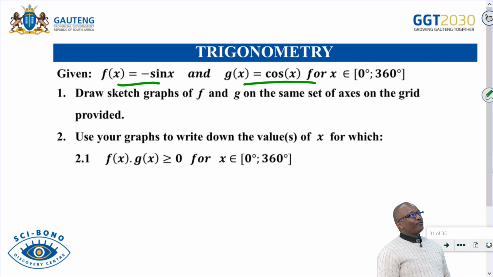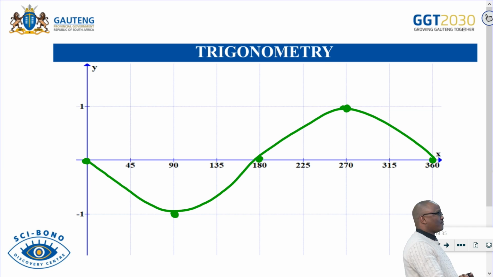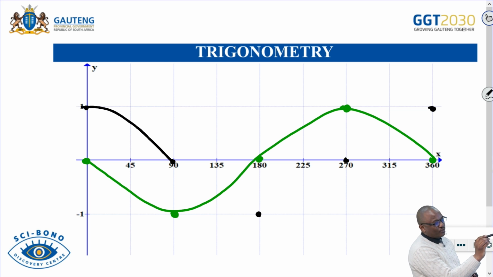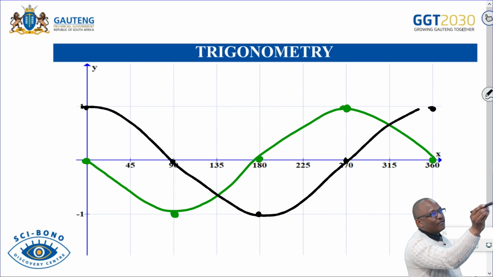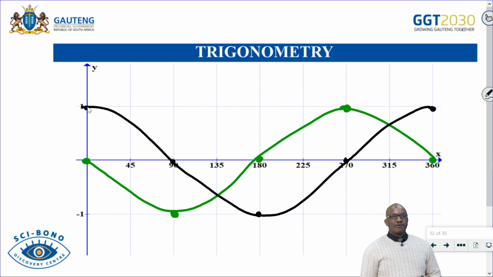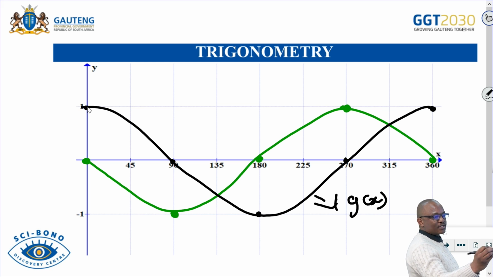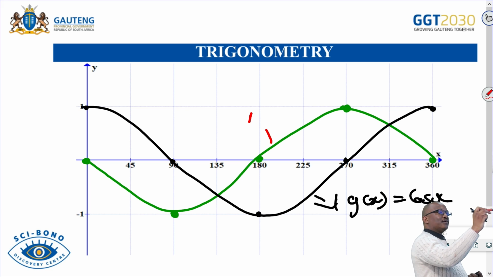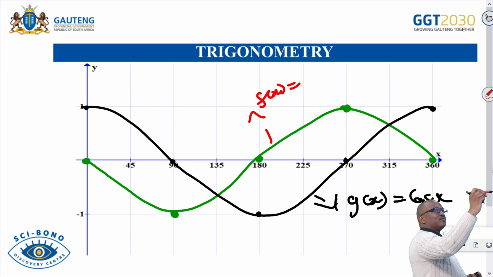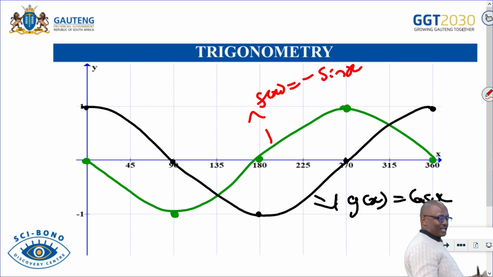But the one for cos will be the straight graph for cos. So now that one will be the graph for cos. Correct. So that's how you will sketch the two graphs. Remember, this one represents the graph of g of x, which is the one for cos of x, and the green one represents negative sine x.